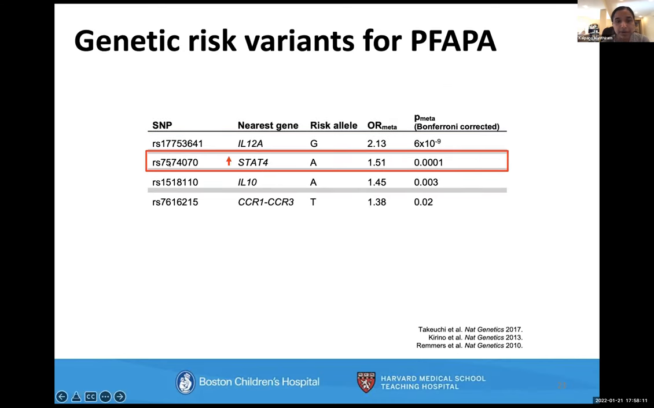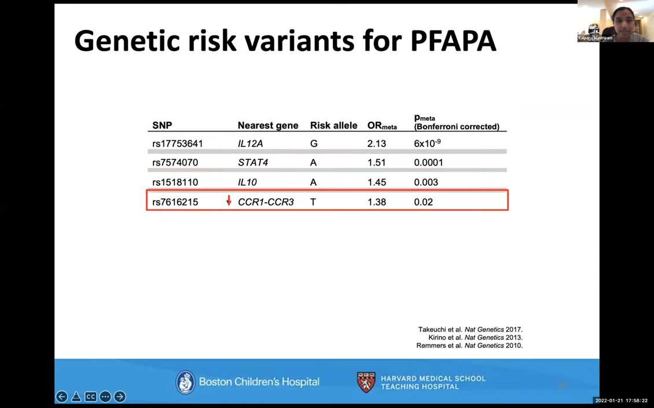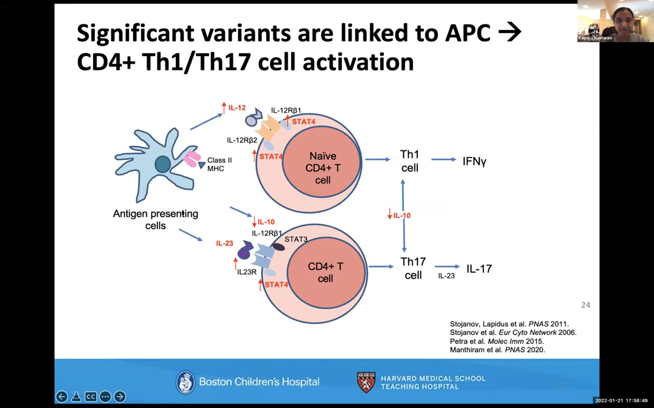Previously, it's been found that this risk mutation leads to increased STAT4 production. This risk variant leads to decreased IL-10 production, and this risk variant leads to decreased CCR1 expression. CCR1 is a chemokine receptor that attracts monocytes to sites of inflammation. So it was hypothesized that perhaps decreased CCR1 reduces monocyte migration to the epithelial layer and compromises the integrity of the epithelium. But the function of this risk variant is not as clearly understood.